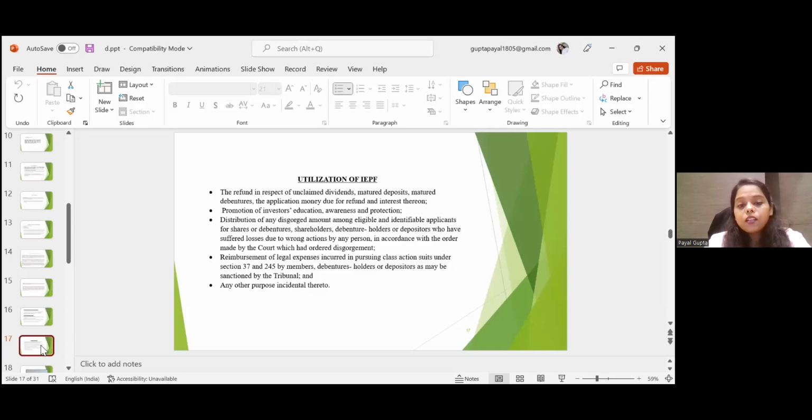Reimbursement of legal expenses incurred in class action suits, and distribution of any disgorged amount among investors. Sometimes investors get aggrieved by the orders or by the failure of the company, and they suffer losses. That's why, if an investor suffers losses and the court has made an order that they have suffered, the government uses the amount for repayment of the same. Reimbursement of legal expenses incurred in pursuing class action suits under sections 37 and 245 by members, debenture holders, depositors as sanctioned by the tribunal, and any other incidental purposes.